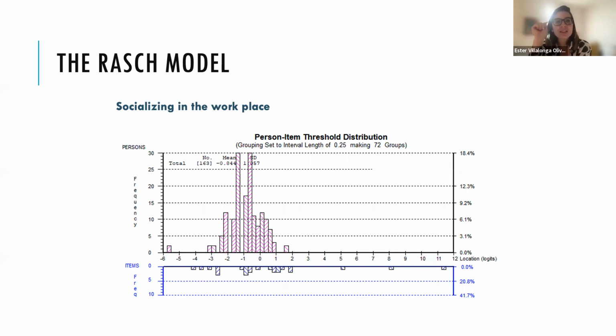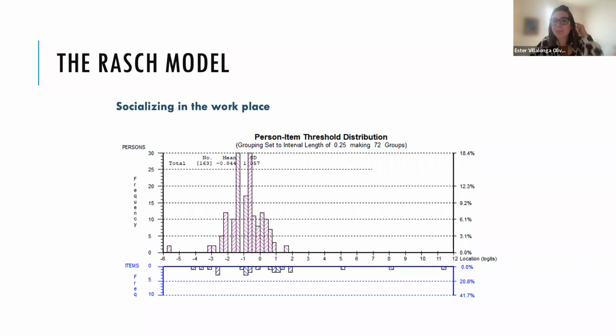So this is a specific subscale of the Bridging Social Capital questionnaire, and this scale is socializing in the workplace. In this case, the ability of each person to socialize in the workplace with people with different characteristics, because it's something we wanted to evaluate, is referred to as the person measure. And the ability required to perform each item with a certain level of difficulty is called the item measure, okay?